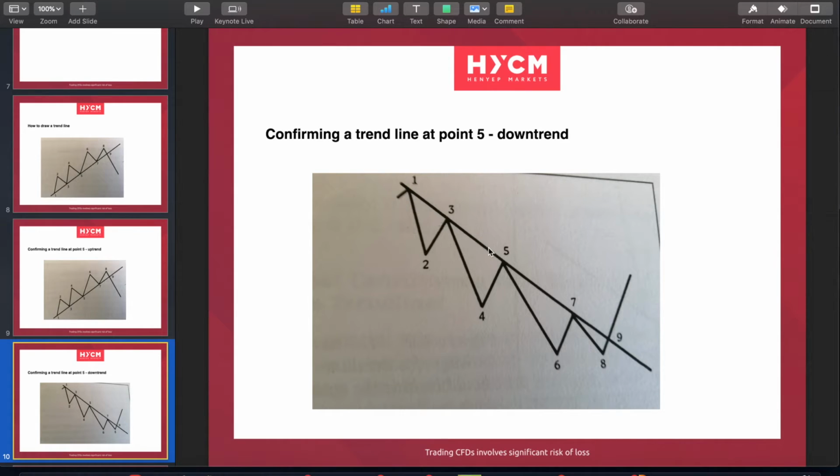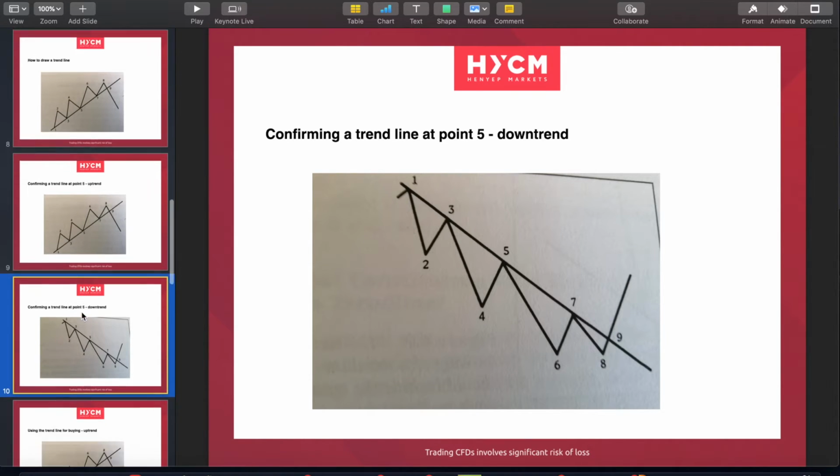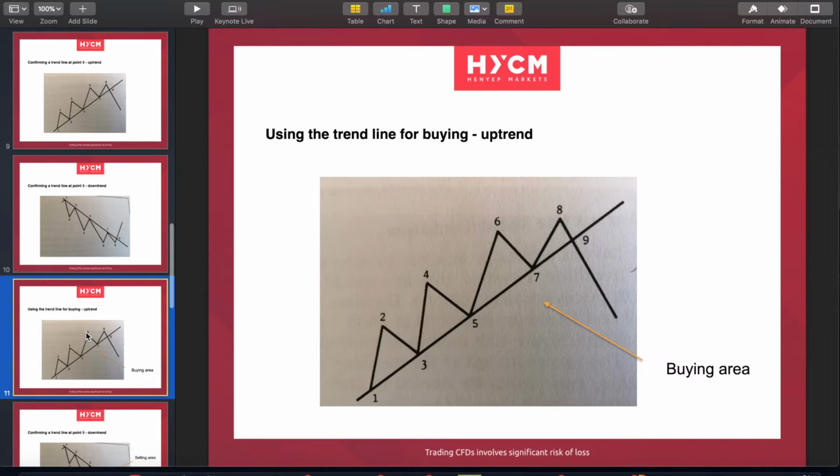in place. But it's only valid when it's confirmed by 0.5. And once again, you know 0.5 is valid when you've gone through that 50% retracement level or taken out that fourth peak. Now, how do you use a trend line? Well, quite simply, there are two ways to use it.